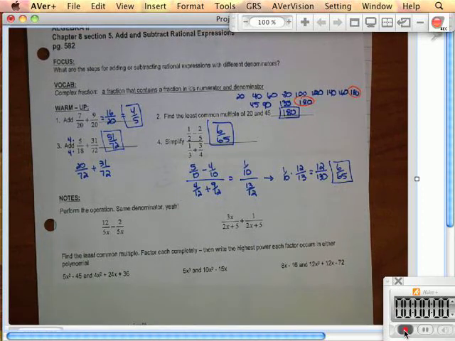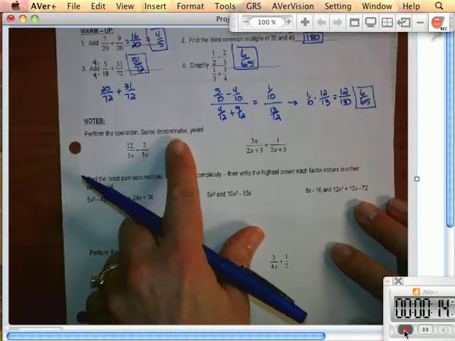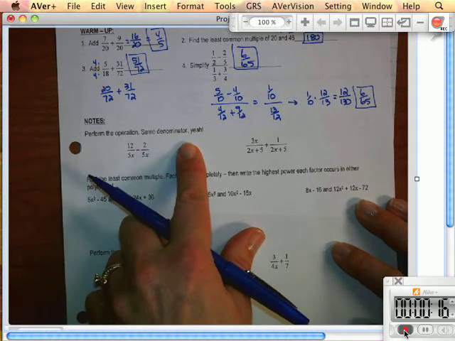Okay, so we always have to have the same denominator when we're working with fractions. That's what we're looking at. We're trying to find a common denominator, which is the least common multiple of the denominators. So here, perform the operation. Look, it's already the same denominator. Yay, we don't have to do much work with that.